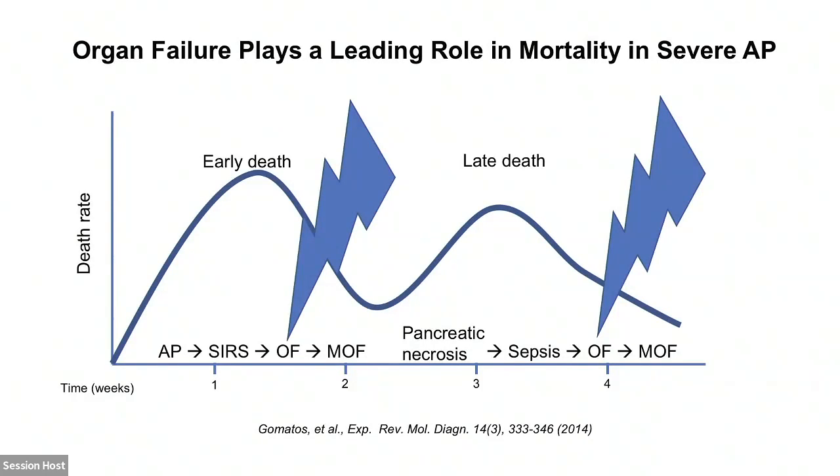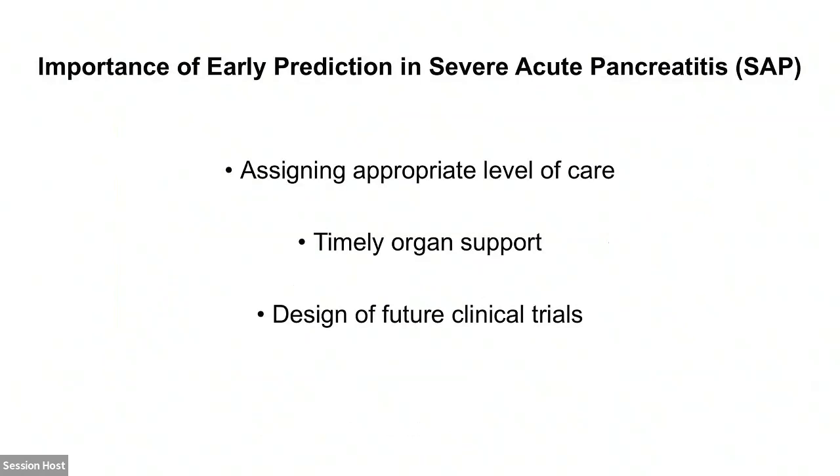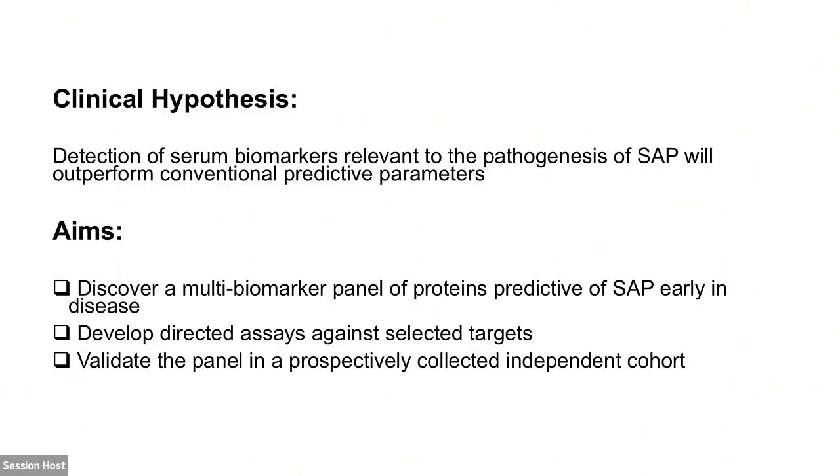And we've heard a lot at this meeting about the key role that organ failure plays in mortality in severe acute pancreatitis. This curve just shows the existence of distinct phases of death, early and late, that depend on different features, but are both driven by organ failure and multiple organ failure. So it's important to have early predictors to determine the severity of acute pancreatitis. The advantages would be assigning the appropriate level of care, timely organ support, and design of future clinical trials.